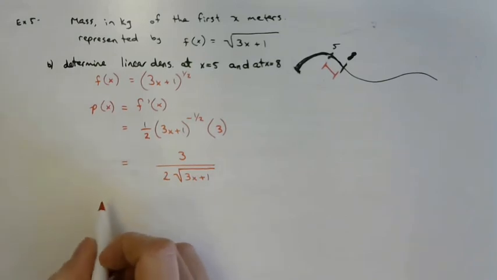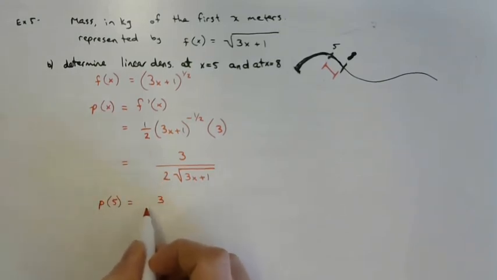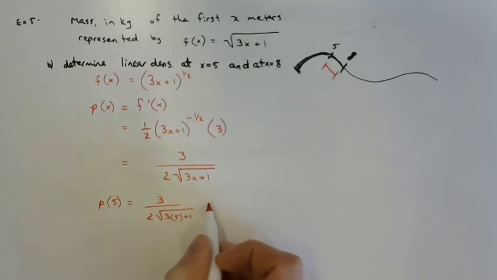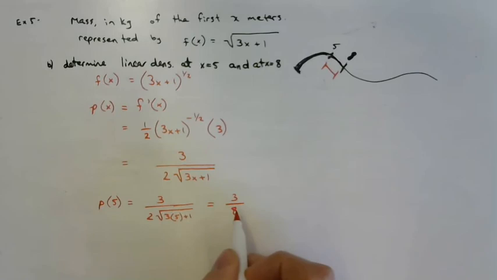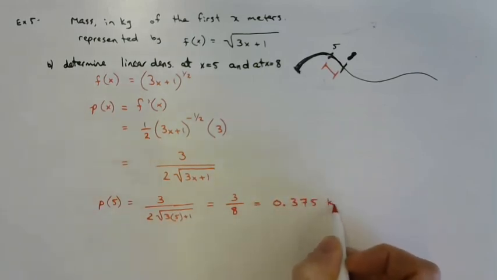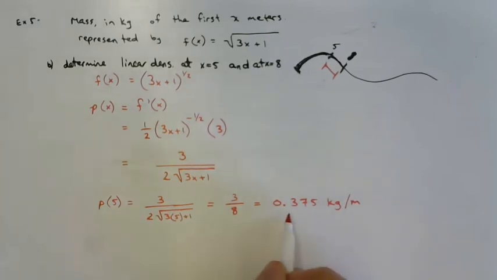and that will give us the linear density at a specific point. All I have to do then is sub in p of 5, put a 5 in everywhere we see an x. I'm just going to work across here. So that gives us 16, which is 4. 4 times 2 is 8. That gives us 3/8, or 0.375 kilograms per meter. That's the density at that point.